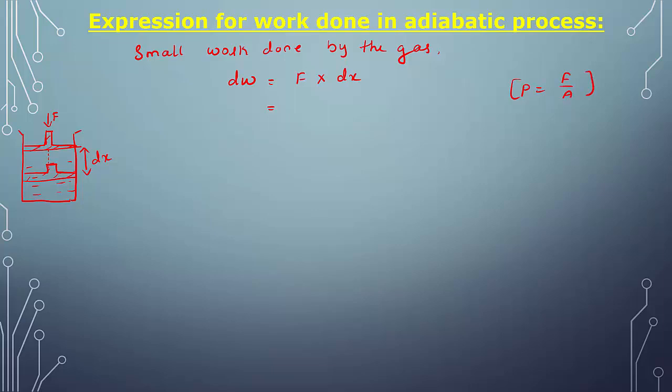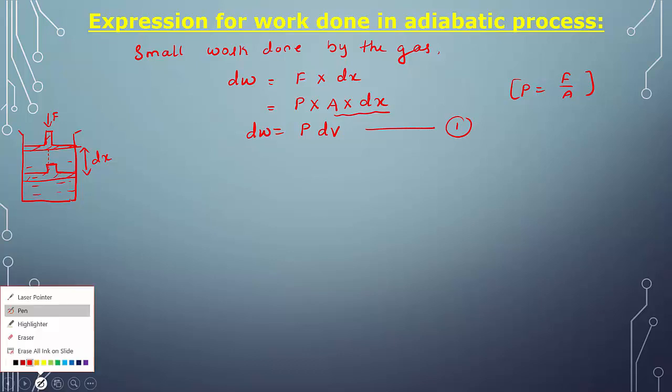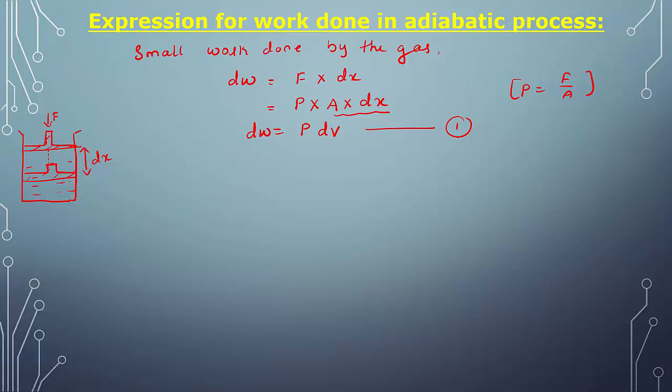So we can write in place of force as pressure into area into dx. Or we can write here pressure A into dx means it is equal to volume, P into dV. So let us consider dW equal to P into dV. Let us take it as equation number 1. This is a small work done by the gas.